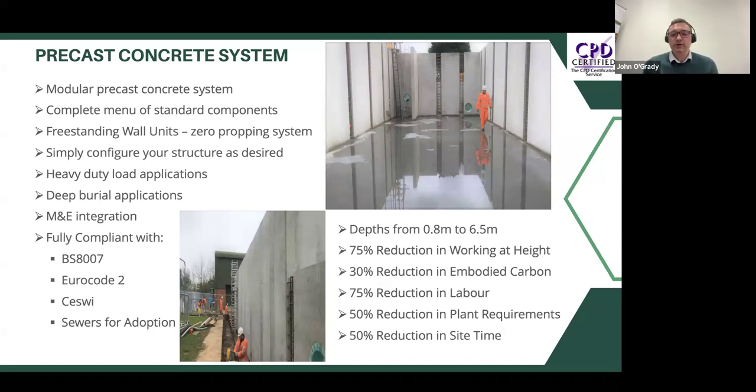There's a couple of stats there that were gathered versus a traditional in situ build of a tank. You've got a large reduction in labor, plant, and site time, all those things should be factored in when somebody is selecting their options on a stormwater tank.